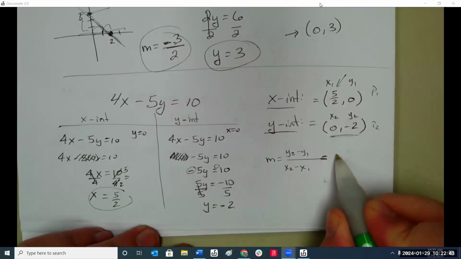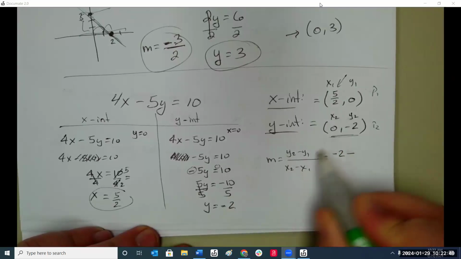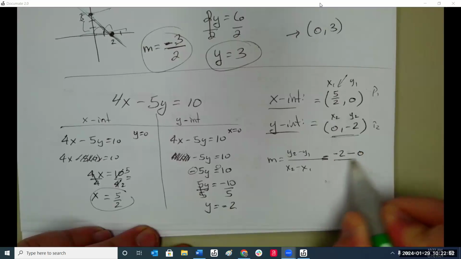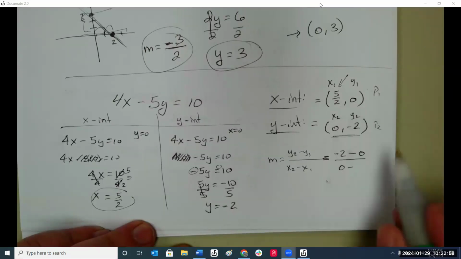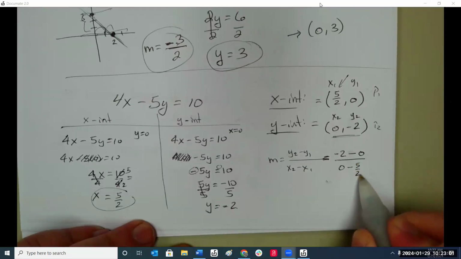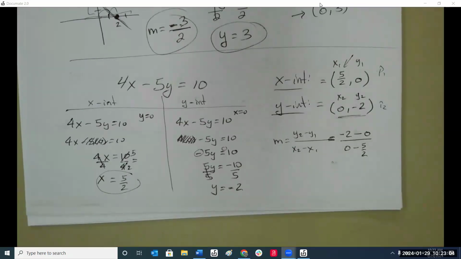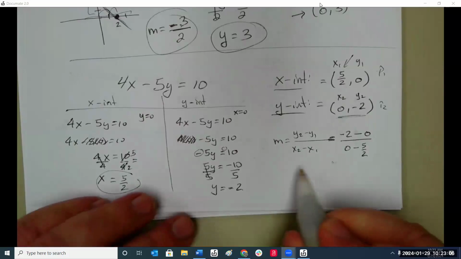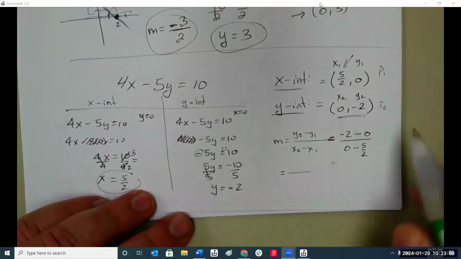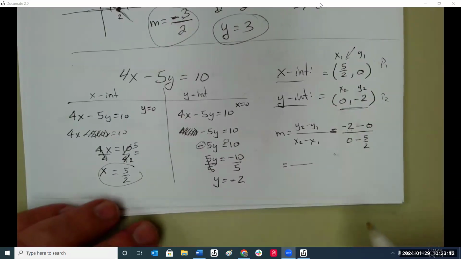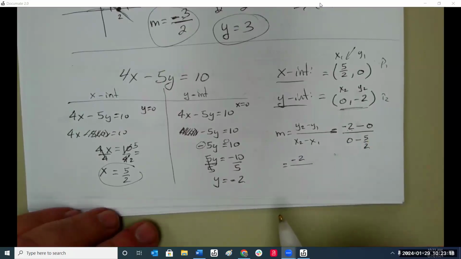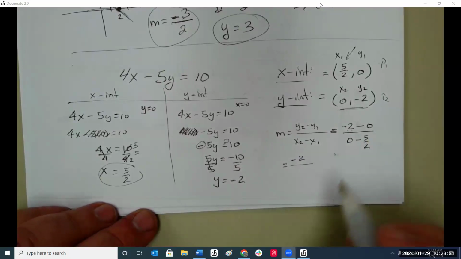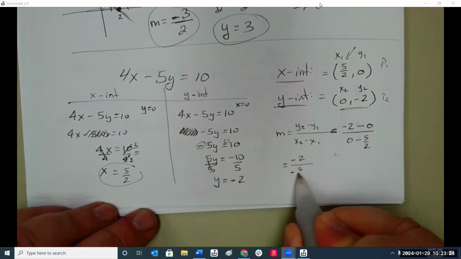So what is y2? Negative 2. Minus y1, 0. x2, 0. Minus x1, it's 5/2. So on top, -2 minus 0 is what? -2. 0 minus 5/2 is -5/2.